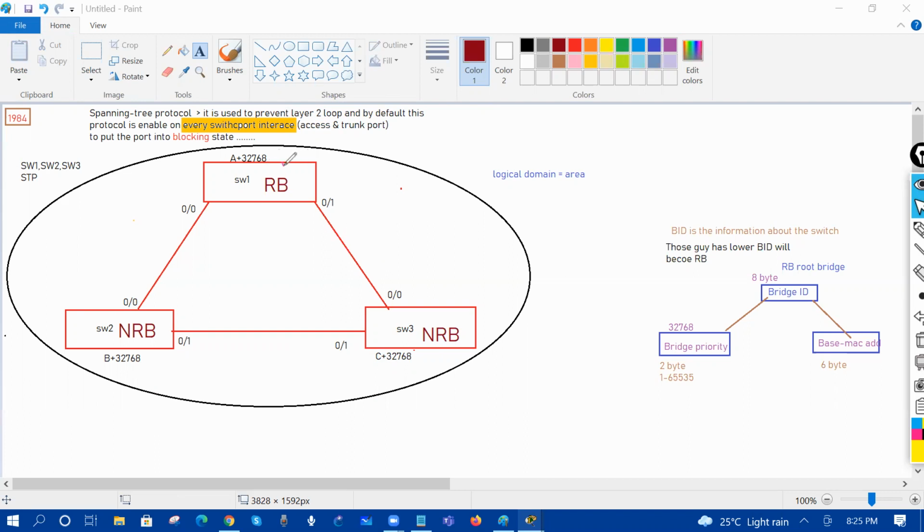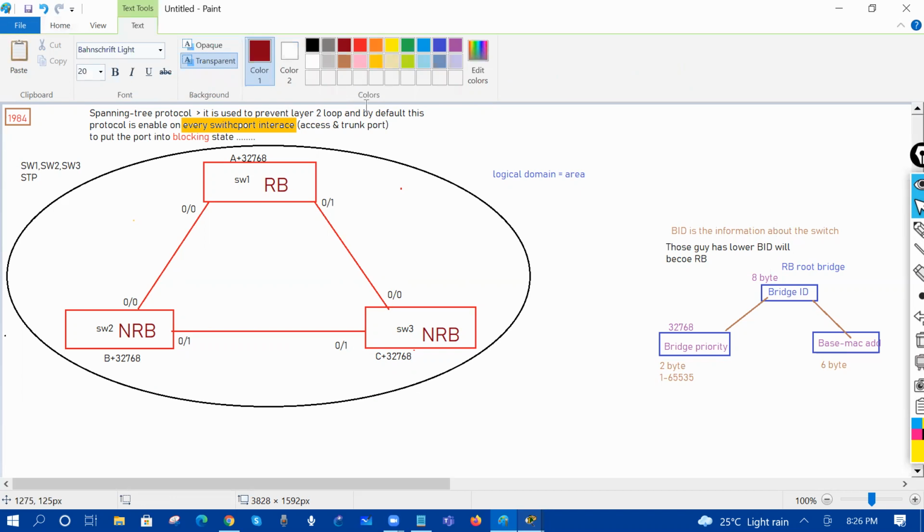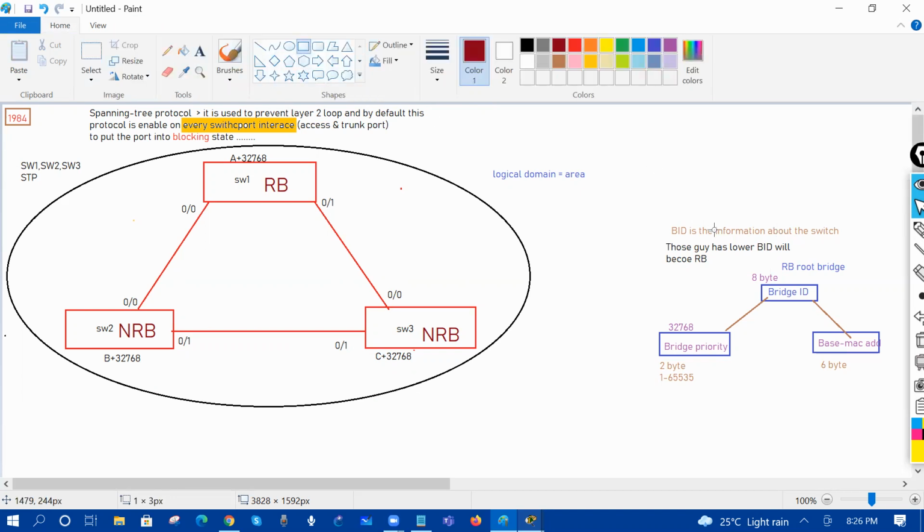So once the switch 1 declares I'm the root bridge, switch 2 declares I'm the non-root bridge. And how do I identify that based on the information? BDI is the information about the switches, and that information is called the bridge ID, and the size of the bridge ID is 8 bytes.